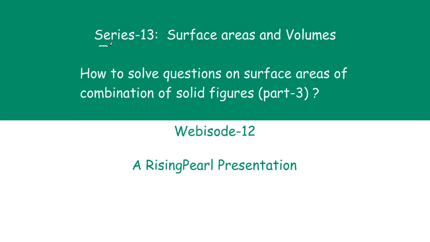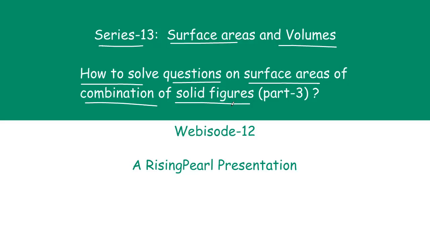This is series 13 where we're learning a great deal on surface areas and volumes. This is webisode number 12 and we are going to continue to find out how to solve questions on surface areas of complex shapes, that is shapes that are made up of a combination of simple solids. This is part 3. In the last two episodes, which were episodes 10 and 11, we started to look at how we solve such questions.